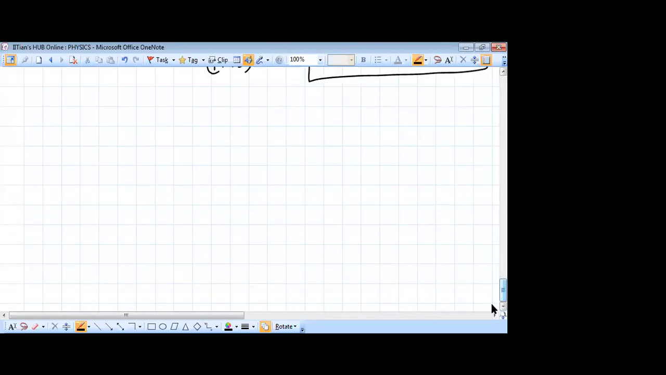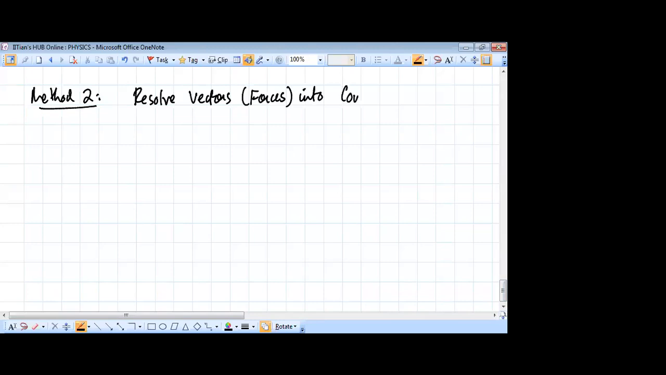Okay, now the other method is to solve this by the equivalent method. Resolve vectors, that is the forces, into components. Now, generally speaking, this is the more common method that is used. It is only when there are three forces and you are calculating equilibrium of three forces that we prefer the Lami's theorem method. So here this force is NA.